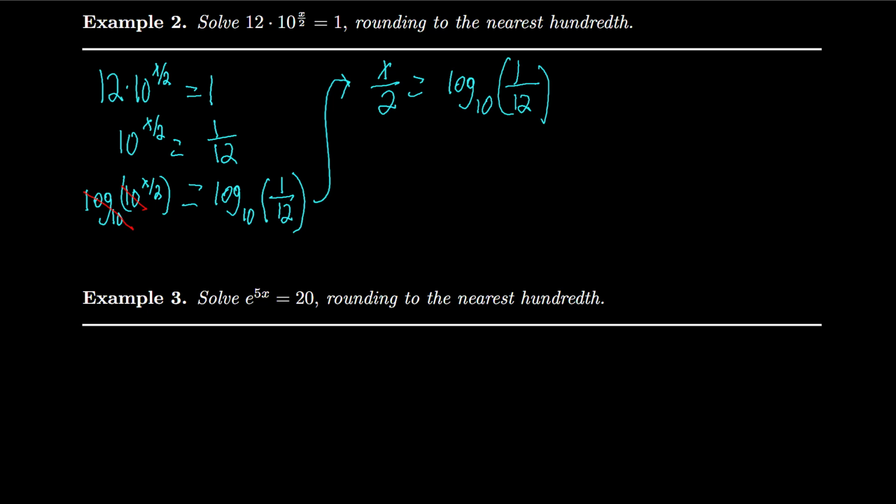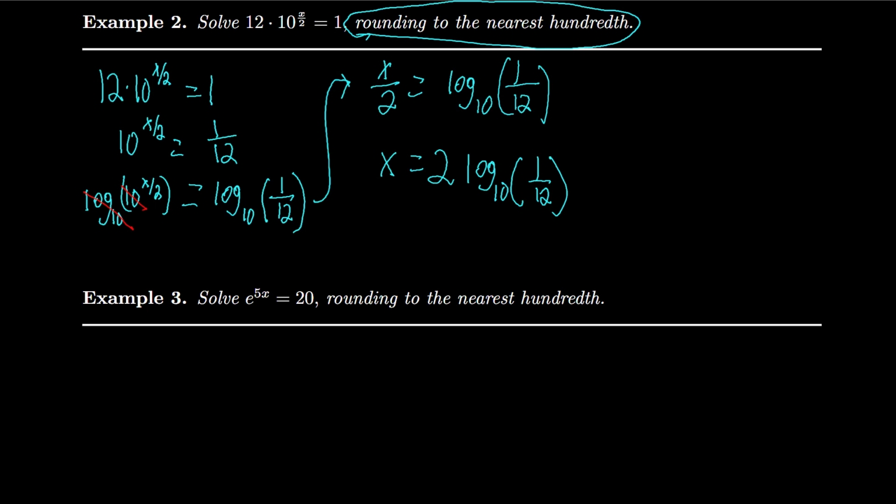And then all that remains is just multiply both sides by 2. So x equals 2 times log base 10 of 1/12. And that's not the answer. This wants you to round it to the nearest 100th. So all you have to do is go to Desmos, shove this into a calculator, and you're done. Round to the nearest 100th. I have faith that you can do that.